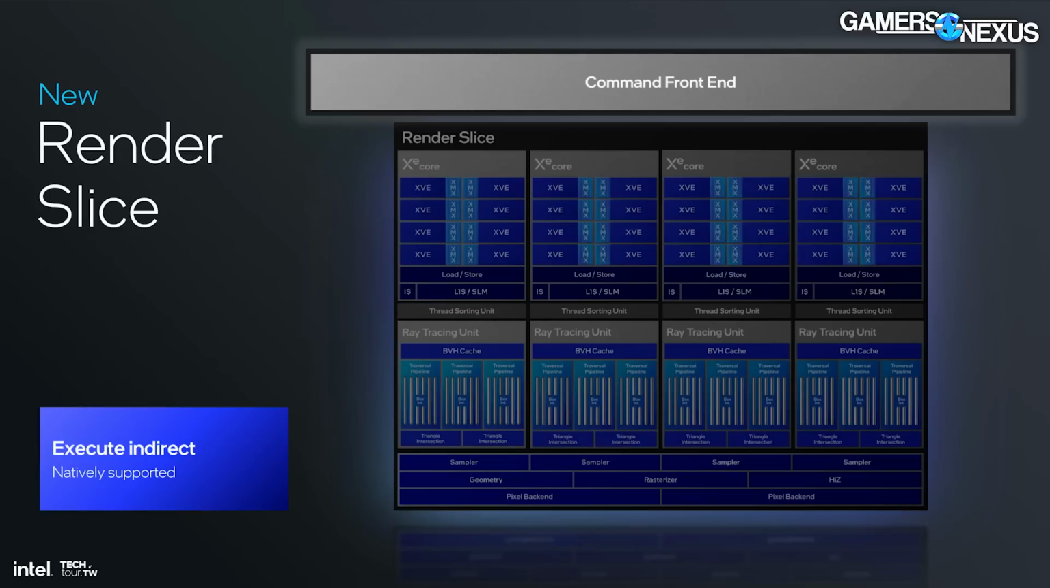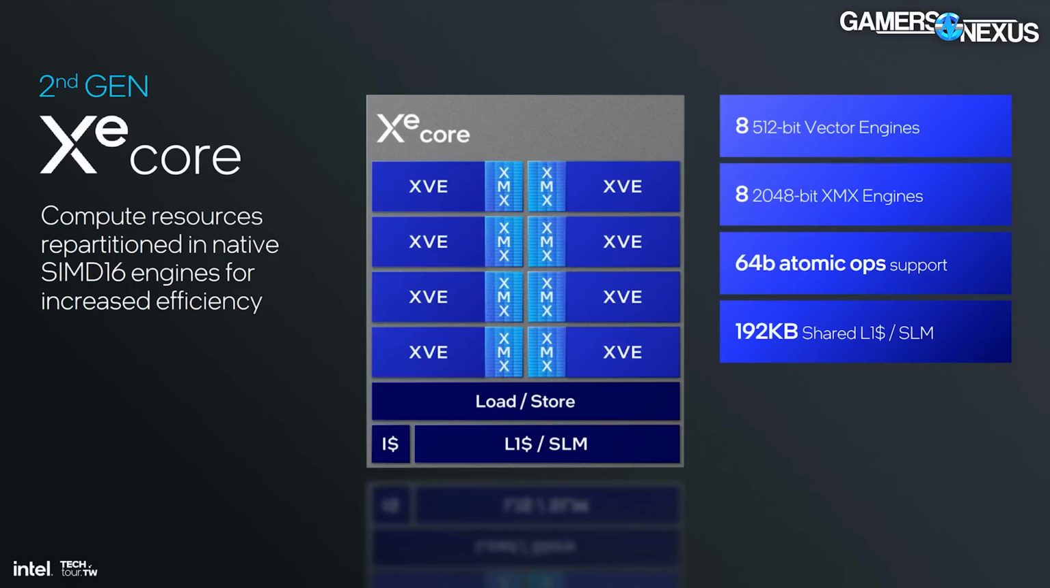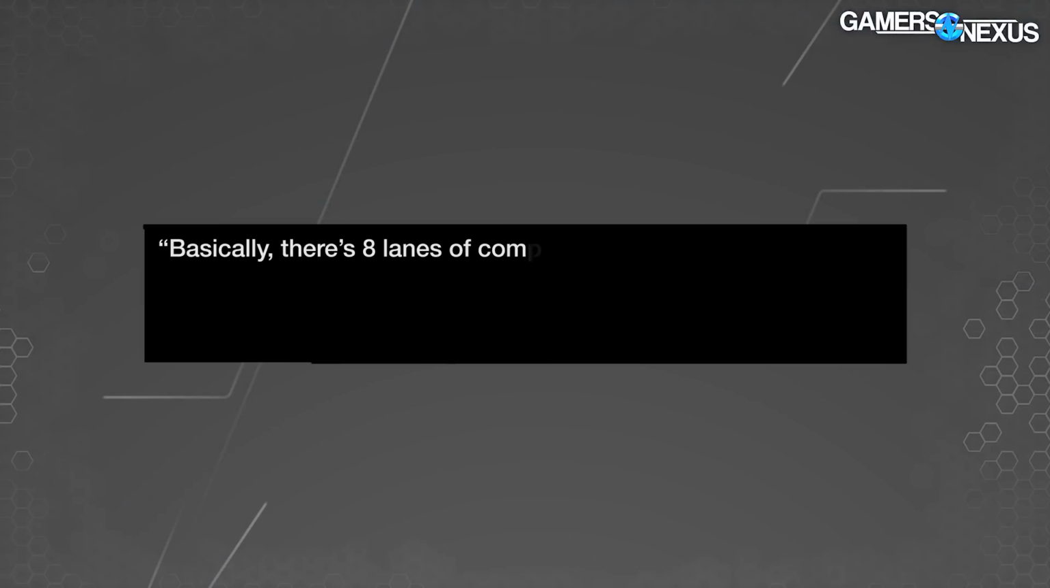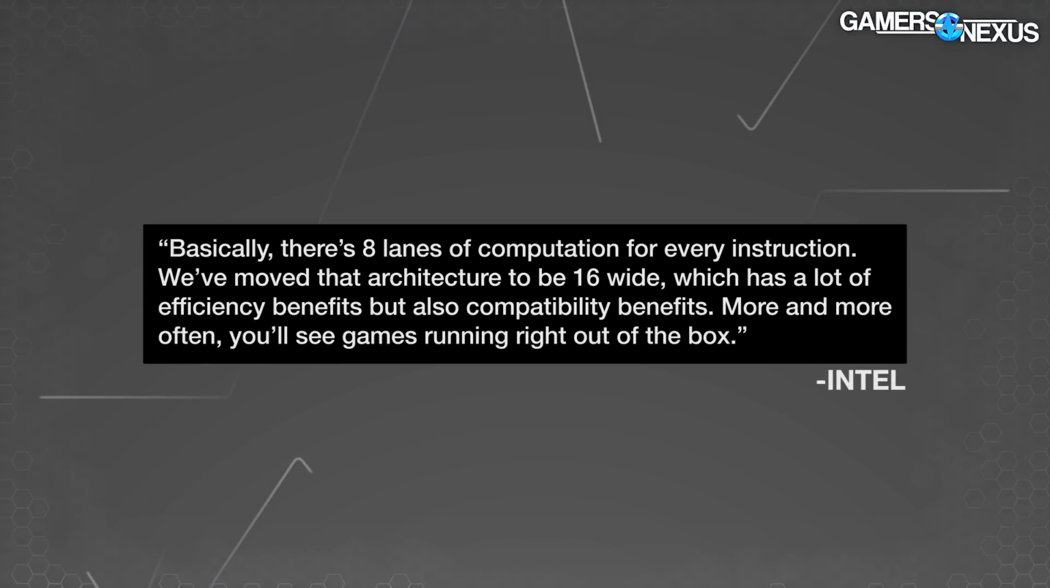This is the new Battlemage render slice. There's some color changes, but you can ignore those, they're not important. One of the larger changes that Intel made is re-architecting the GPU to SIMD16 instead of SIMD8. SIMD means single instruction, multiple data. Moving to native SIMD16 for the engine was promoted as a key change architecturally, and Intel described the change like this, quote, basically, there's 8 lanes of computation for every instruction.